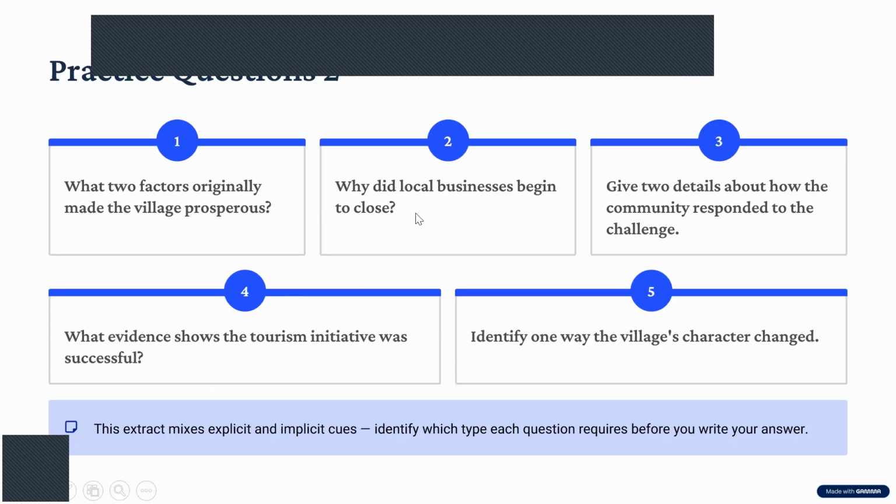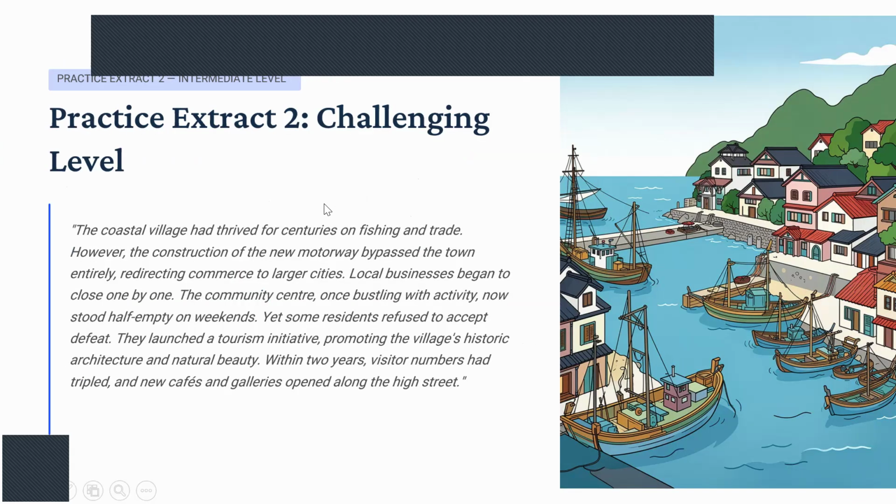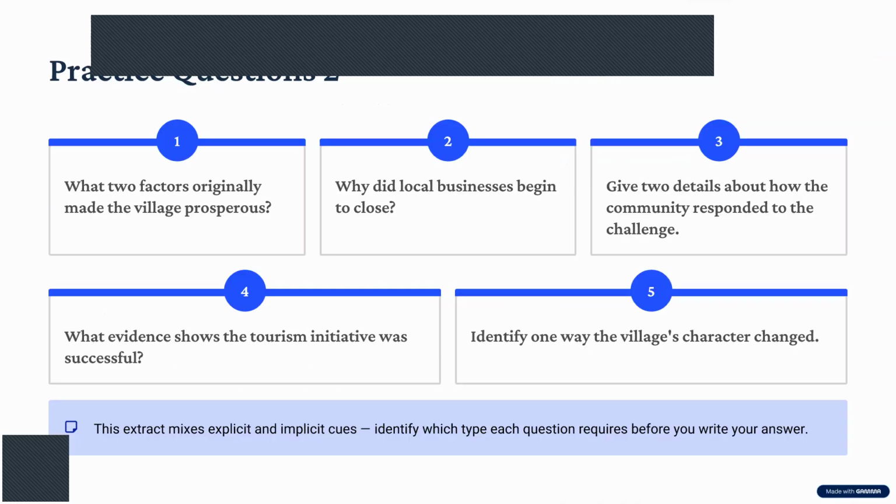Why did local businesses begin to close? Begin to close. Here we go. We saw the businesses began to close one by one. Definitely something must have happened beforehand. So let's go to the previous sentence. The construction of the new motorway bypassed the town. So it was the construction of the new motorway that bypassed the town directly that actually caused the businesses to close. This is what we will write.